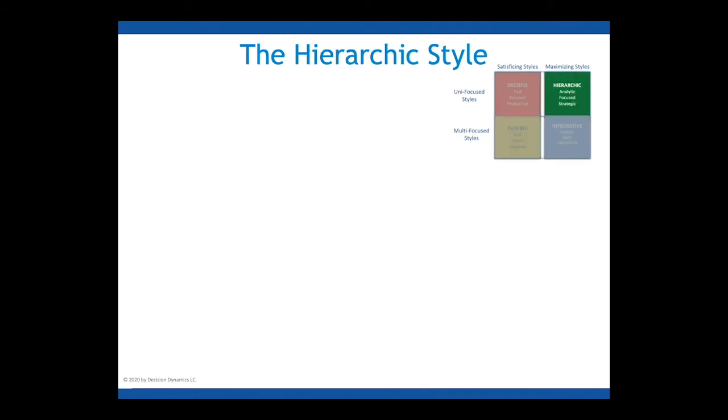The next style is the hierarchic style. As we can see here, it's in the upper right-hand corner on the maximizing side of the style matrix. The particular value that the hierarchic style brings to the decision process is, number one, as being an excellent source of expert information. They value information and they value expertise, and they are likely to build up a good store of information themselves. And in the decision-making process, that can be indispensable.